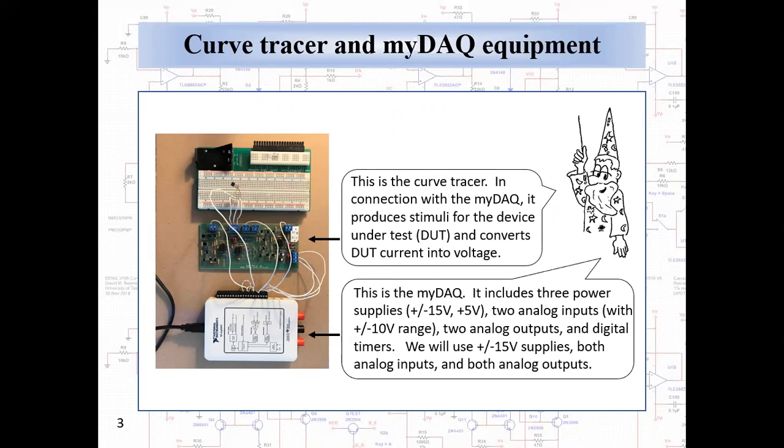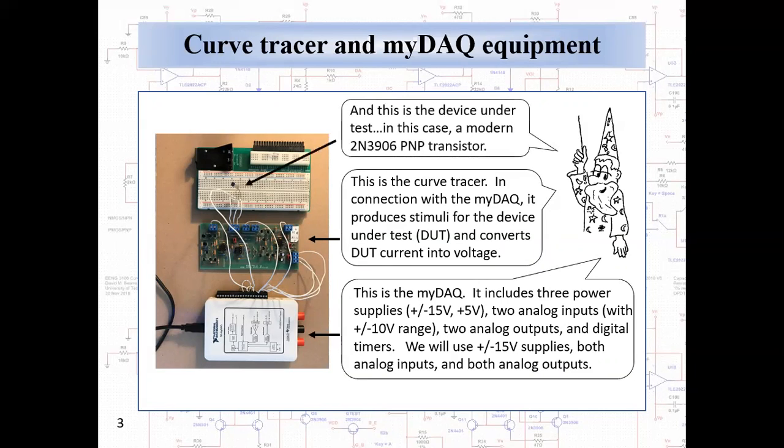In this case, the stimuli are the collector to emitter voltage and the base current. And the device under test current we're interested in is going to be the collector current. And this little black dot up here, this is the device under test. In this case, it's a modern 2N3906 transistor. We'll look at the antique transistors shortly.